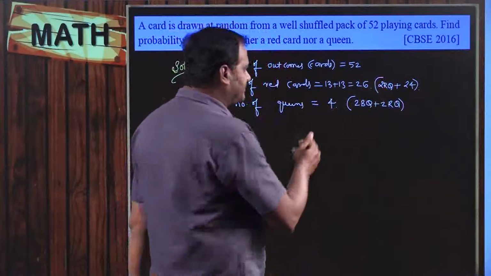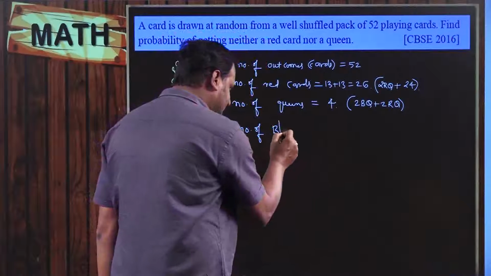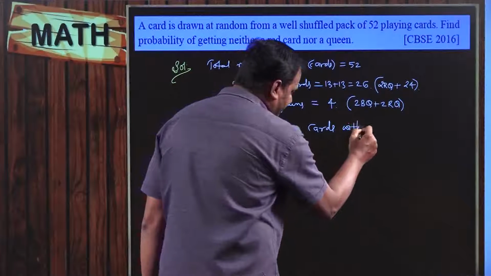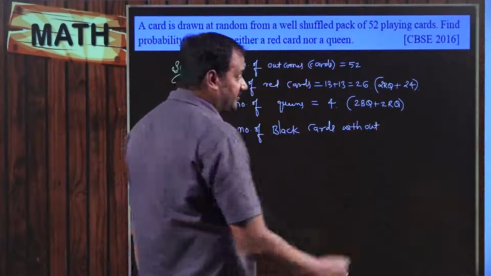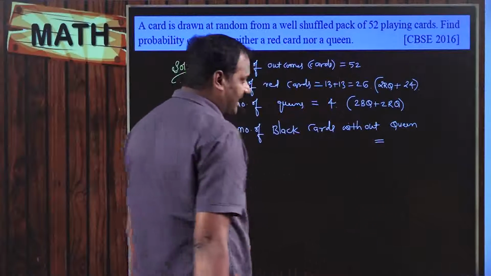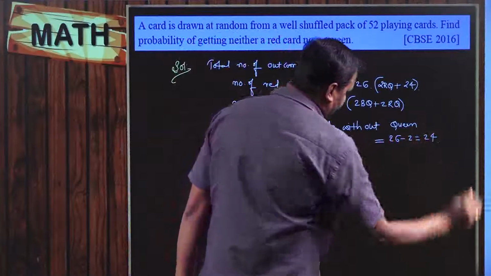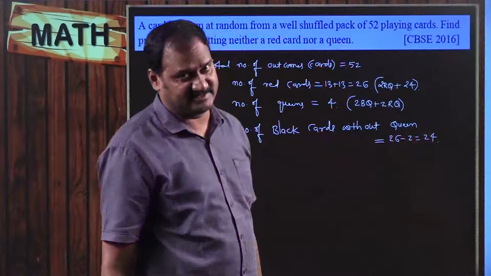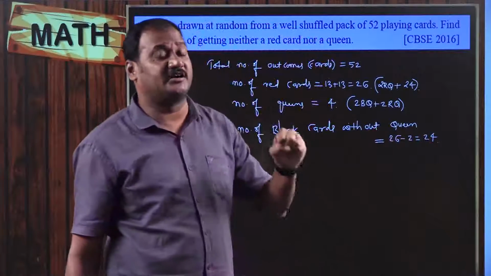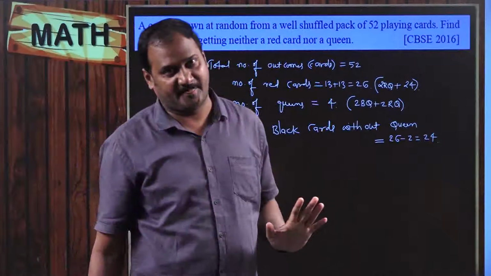So 2 black queens should be removed, in the sense what? The number of black cards without a queen is 26 minus 2, which is equal to 24. These are 24 black cards, right? Those 24 cards are the cards which are neither red nor queen. Hope you understand.